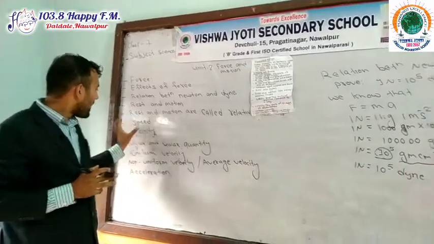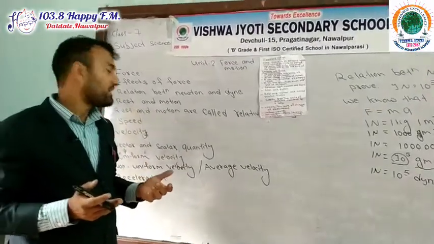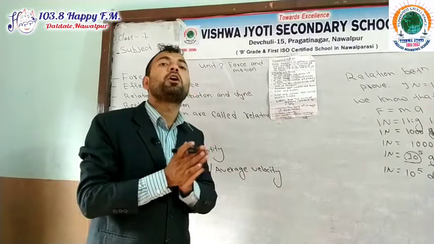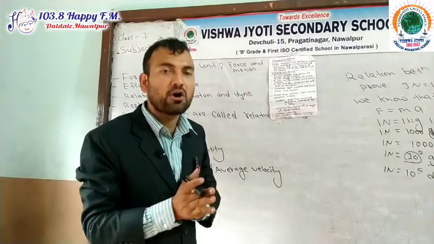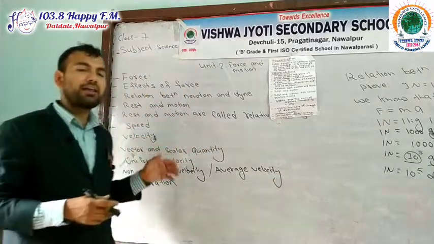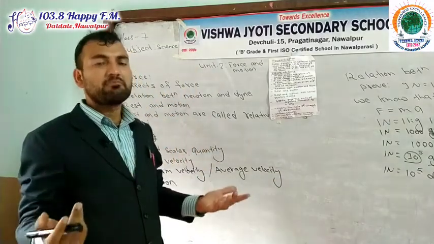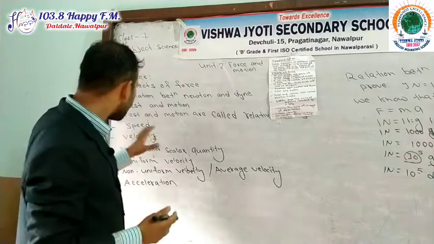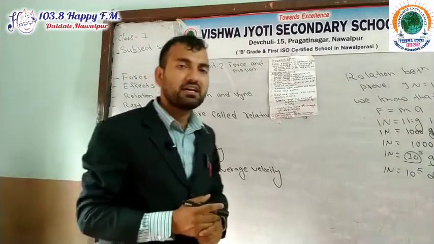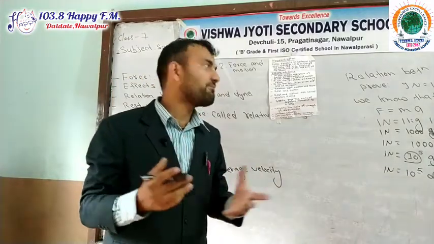What is velocity? The displacement covered by a body per unit time is known as velocity. Its SI unit is meter per second. It is also called a vector quantity, because it has both magnitude and fixed direction.